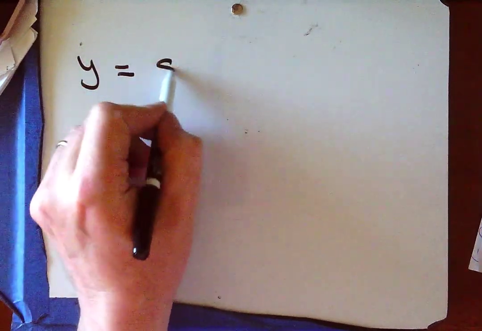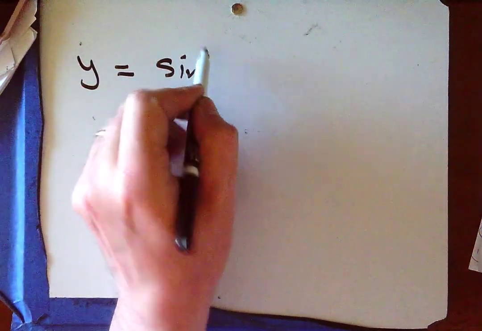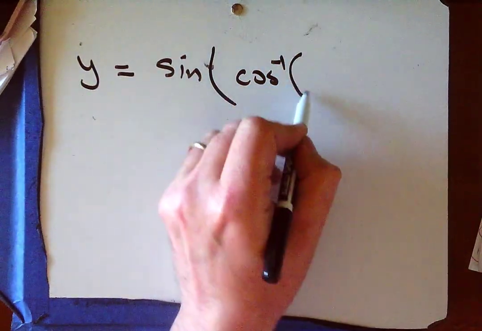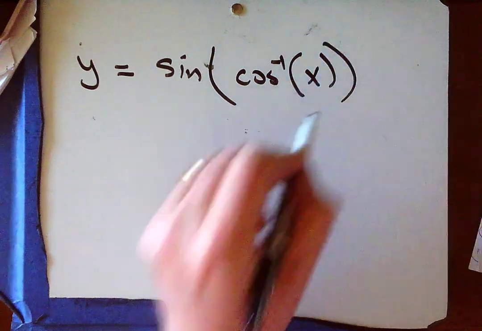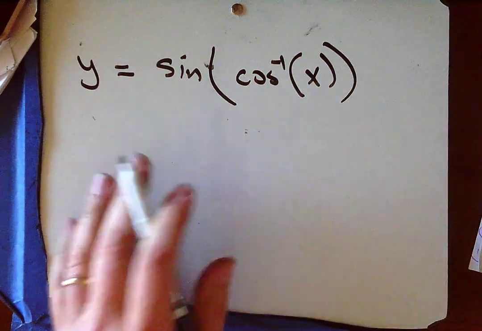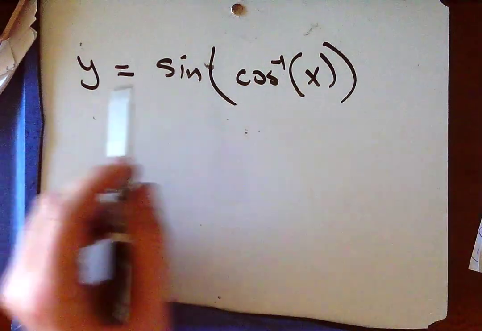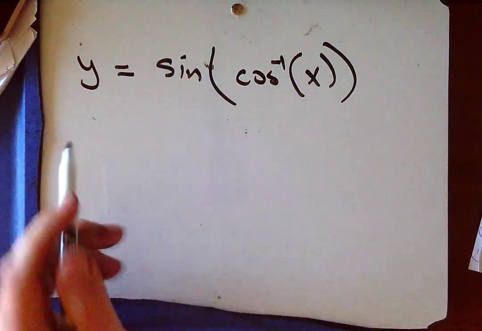So I wonder about this one. How about if y equals the sine of cosine inverse of x? Okay. No, these don't cancel out. But it is a chain rule problem.